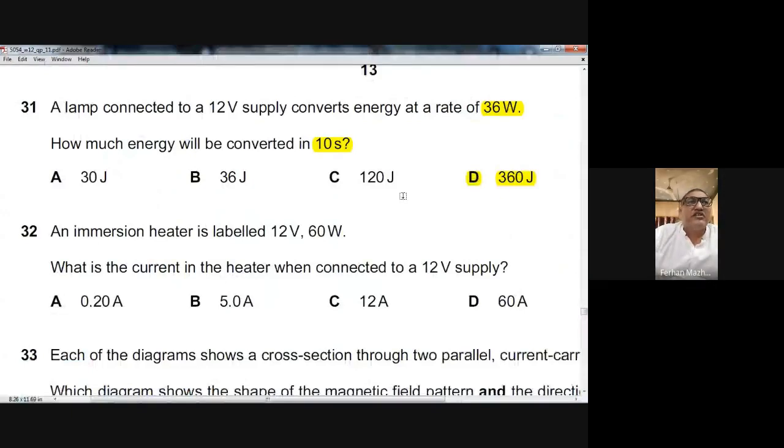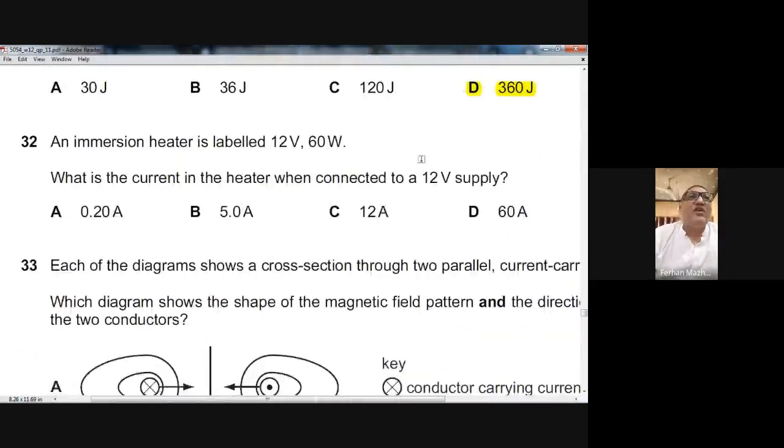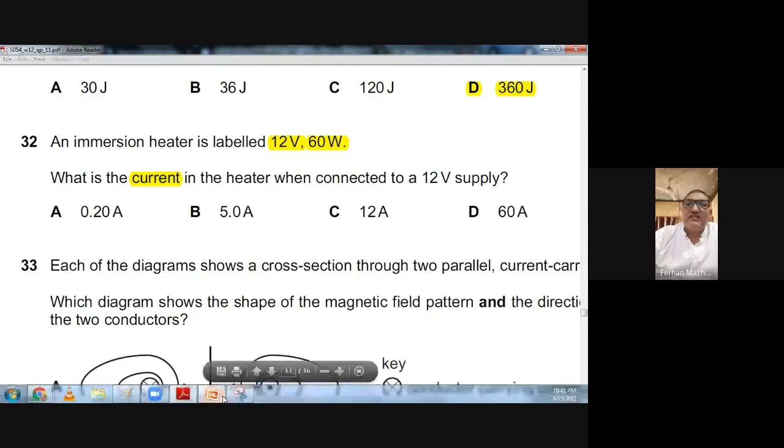Question number 32, an immersion heater is labeled 12 volt, 60 watt. What is the current in the heater? You see the voltage is given, the power is given, and the current is questioned. You know the electric power P is equal to IV, famous formula. I know the power, I know the voltage, I can find I, which will be equal to P divided by V. I've done this on paper.